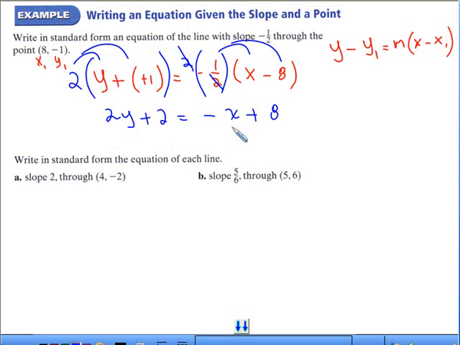And now remember, we need to put it in standard form. So we need to get the x's and the y's together on one side and the numbers on the other side. So we're going to add x over here, add x over here, minus 2 here, minus 2 here. So this will cancel. We're left with x plus 2y, this cancels, is equal to 6. So now the equation is in standard form. X and y is together, we don't have any fractions, and x is positive. There we go.